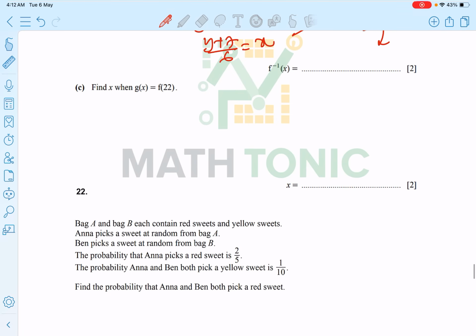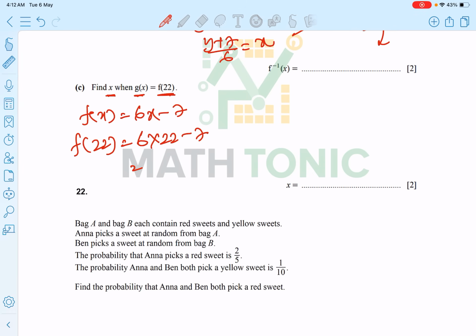Now the next part is, find x when g of x equals f of 22. First of all, I'll write down the main function. What is given? f of x equals 6x minus 7. So if I try to find f of 22, that means 6 times 22 minus 7. If I put the value in the calculator, I think you are getting 125. This part is okay. Now as per the question, g of x equals f of 22.